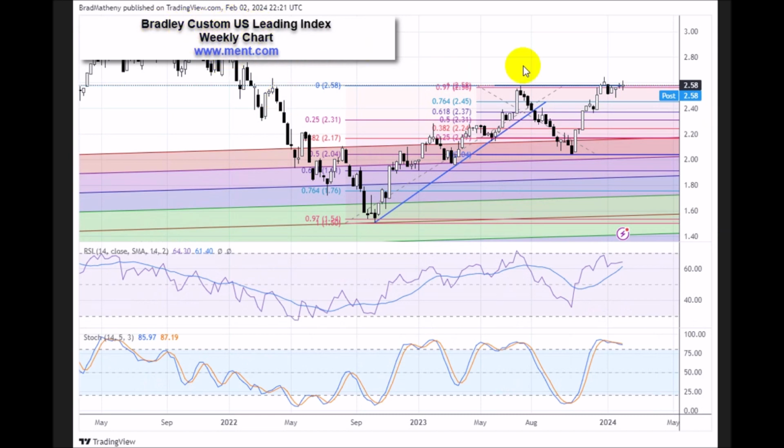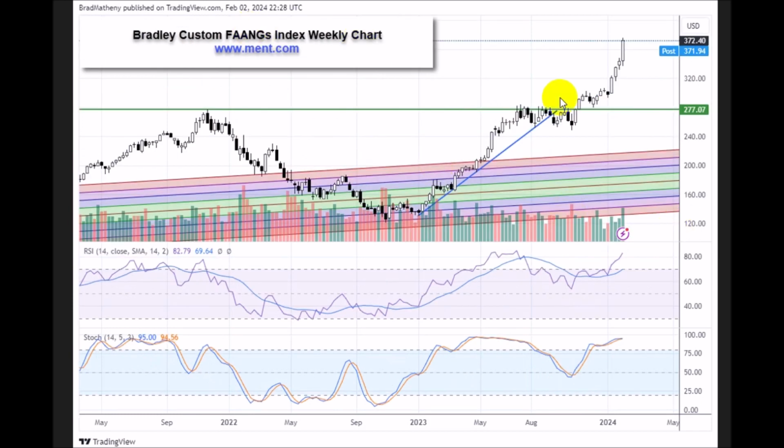Custom U.S. Leading Index is stalling back out near this double topping formation. Really not seeing any big, let's call it underlying follow through to the upside. The FANGs Index shot straight up again. This is where you're getting all your momentum, guys. This rally in the stock market, the U.S. stock market, is a technology, a dot-com do-over.